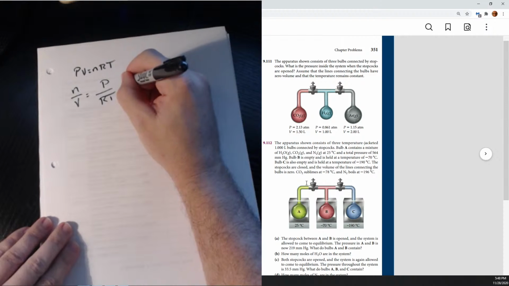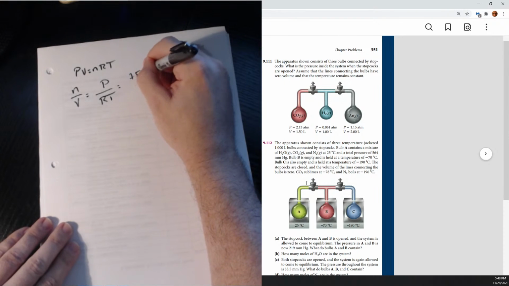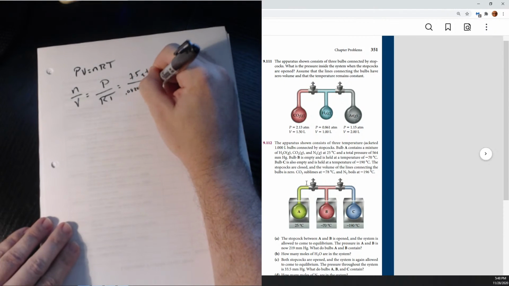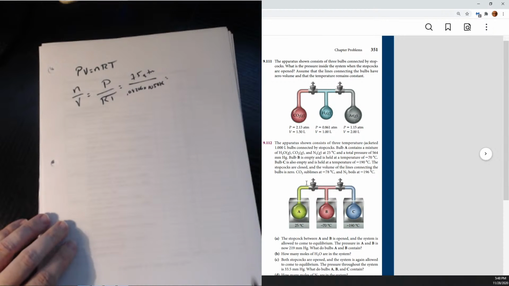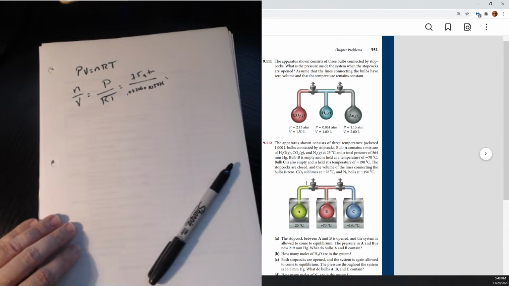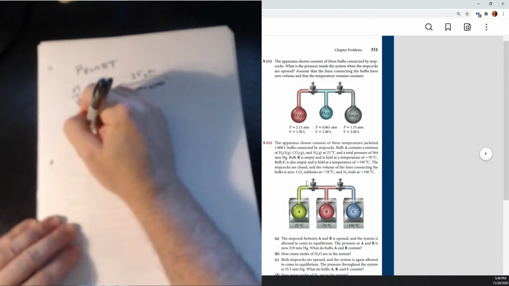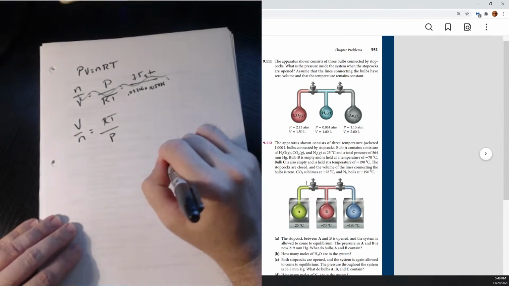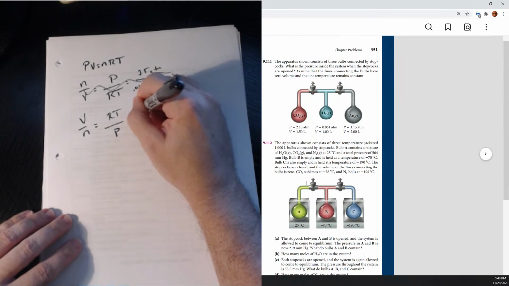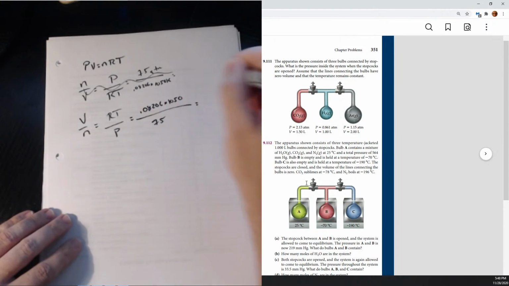All right, so we have 75 atmospheres, and we have 0.08206, and 1050 Kelvin. So instead of being 22.414 liters per mole, yeah, I was about to go moles per liter. We don't want this. We want V over N equals RT over P, because we're looking for liters per mole instead of moles per liter. Okay, so 0.08206 times 1050 divided by 75.